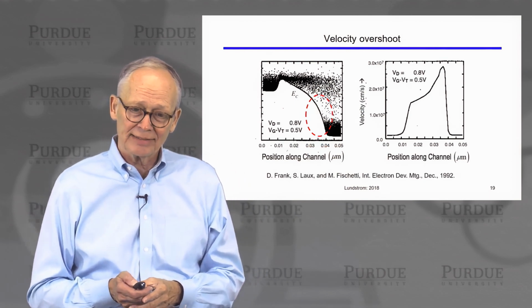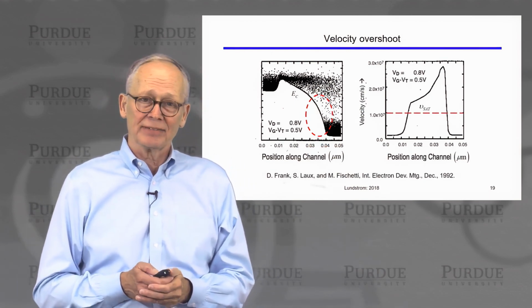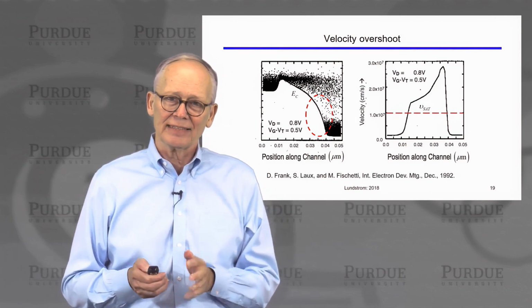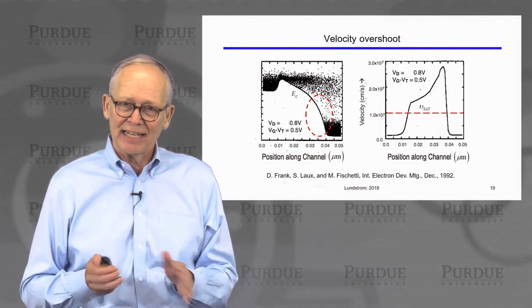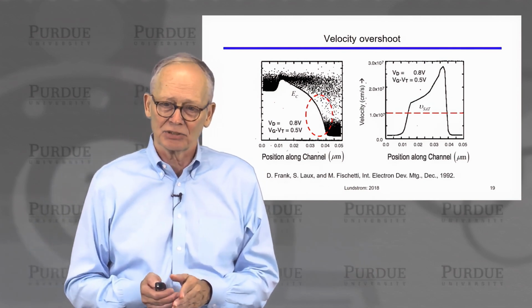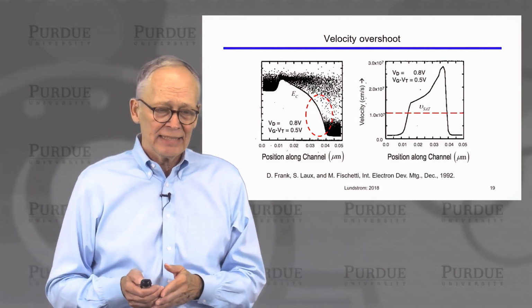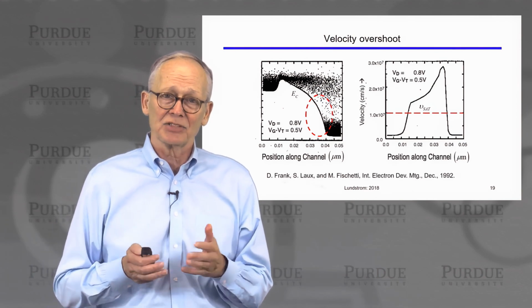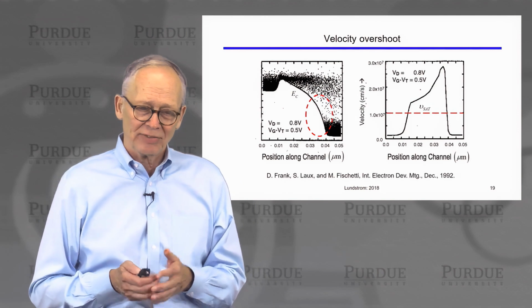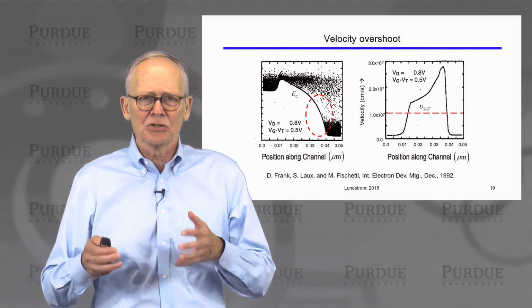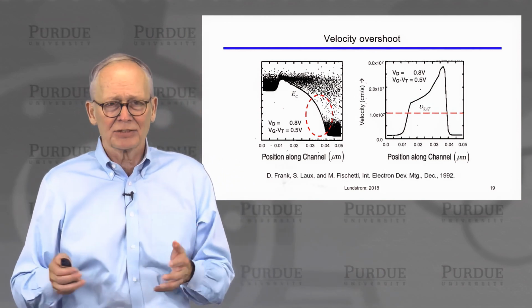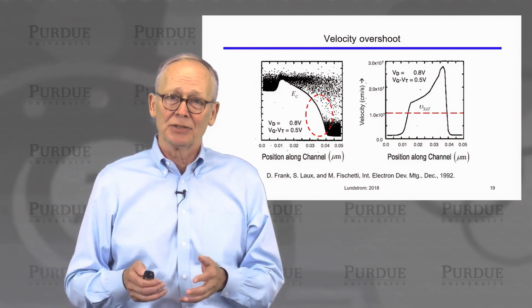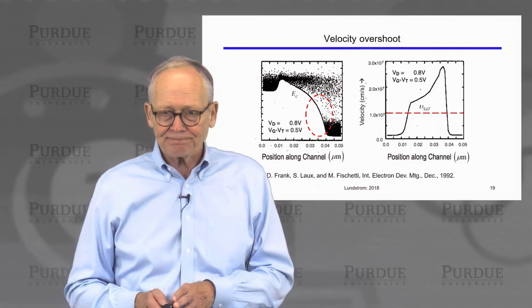Now, if you look carefully at this, you can see that 10 to the 7th centimeters per second is right here. There is no hint that the velocity is actually saturating. It's not clamped at 10 to the 7th in these very short structures. The reason is simply that the electrons are in and out of the channel before they have a chance to scatter very much and slow down. So velocity saturation occurs in large bulk semiconductors, in very long channel transistors. It does not occur in modern short channel transistors.